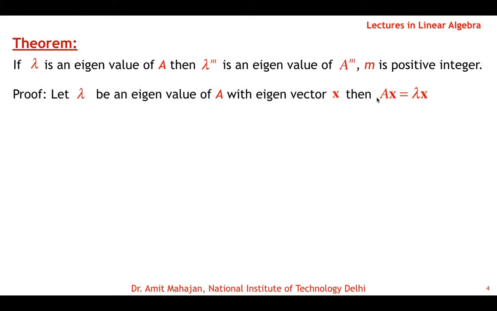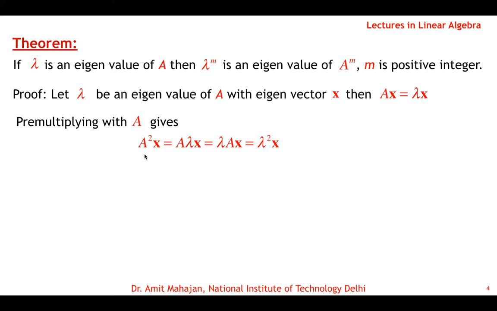So now if I pre-multiply with A on both sides, I can calculate A square x. Okay, so A square x will be A times lambda x, and lambda is a scalar, goes outside, so lambda times Ax, and Ax is already known, lambda times x, so we get lambda square x. So clearly A square x equals lambda square x means lambda square is an eigenvalue of A square matrix.